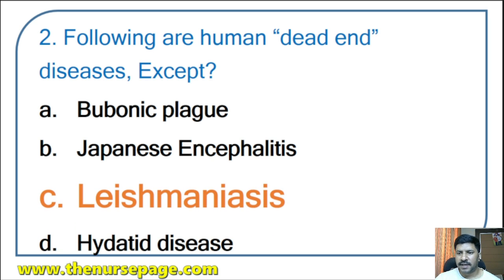Bubonic plague is caused by Yersinia pestis and it can spread through infected fleas. Japanese encephalitis also is transmitted through mosquitoes. And after reaching humans, it will not transmit to other animals.